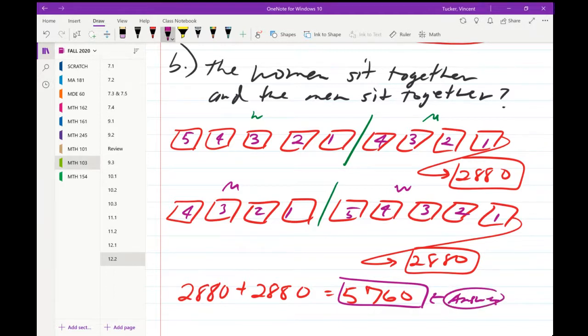So then add them together. 2880 plus 2880 is 5760. All right, questions before we look at combinations.